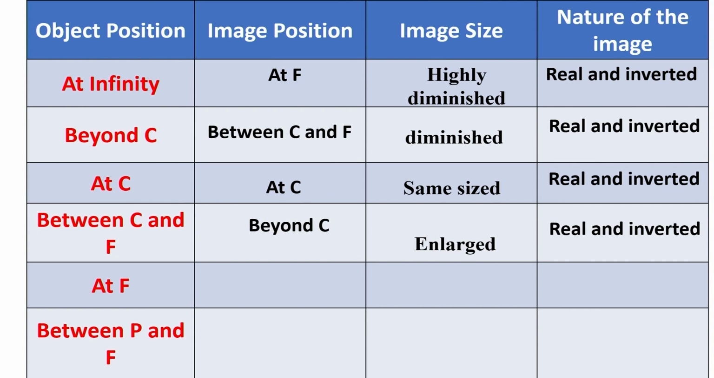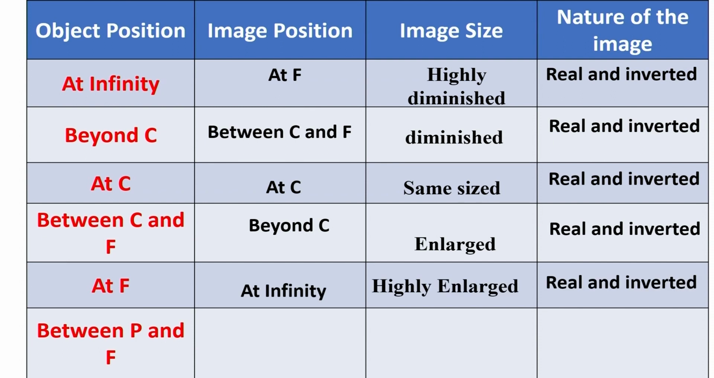Then what happens when we place the object between C and F? Image is formed beyond C, then size of the image is enlarged and nature of the image is real and inverted. What about when the object is placed at F? Can you recall? Yes, and you are capable to say the answer for this question. It is definitely the image position is at infinity, image size is highly enlarged and nature of the image is real and inverted. What happens if it is placed between P and F? You know that the image is formed beyond the mirror and image size is enlarged and nature of the image is virtual and direct.